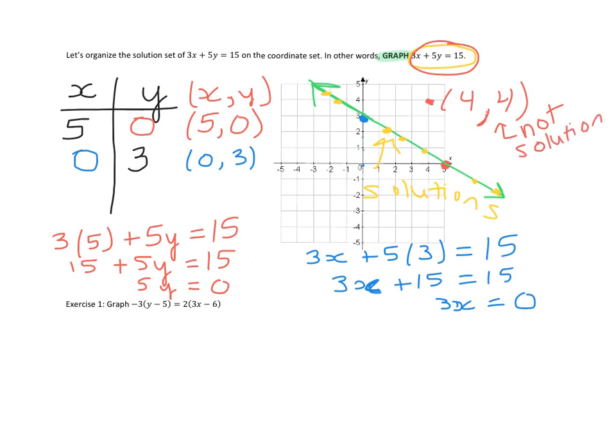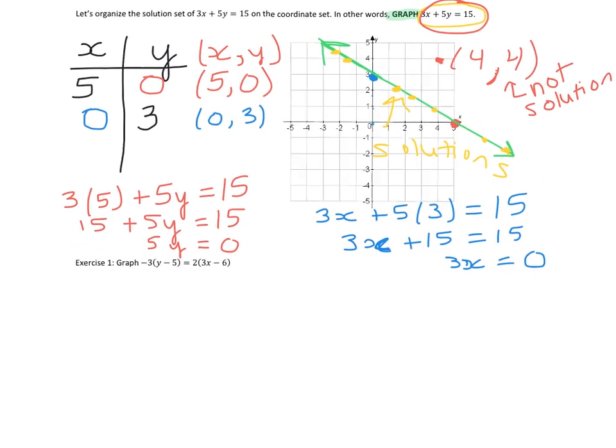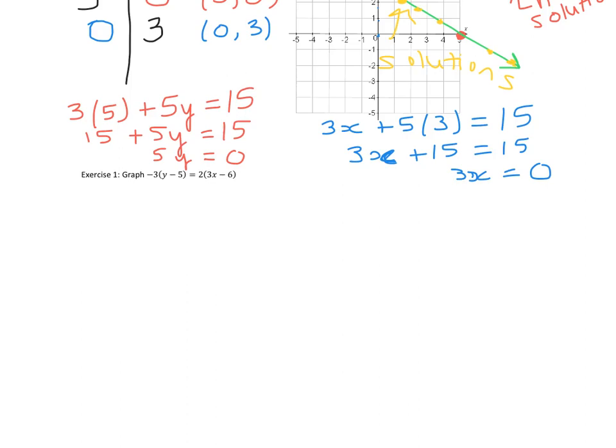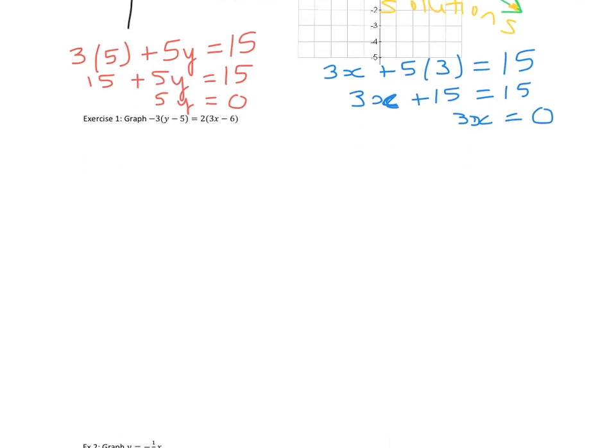All right, let's look at a different example. We're going to be graphing... notice this one is a little bit jumbled, so we're going to have to unjumble it. So we are going to graph negative 3 times y minus 5 is equal to 2 times 3x minus 6. Okay, so we can do this a couple different ways. We can just start plugging in values of x and solving for y. Definitely, that looks a little bit messy to me. So I'm going to first clean up our equation. I'm going to do it by solving for y.